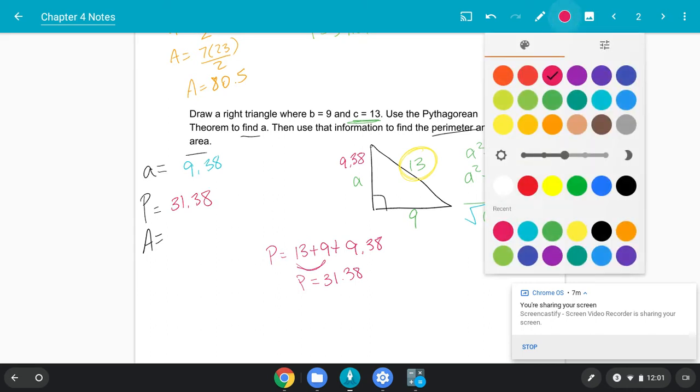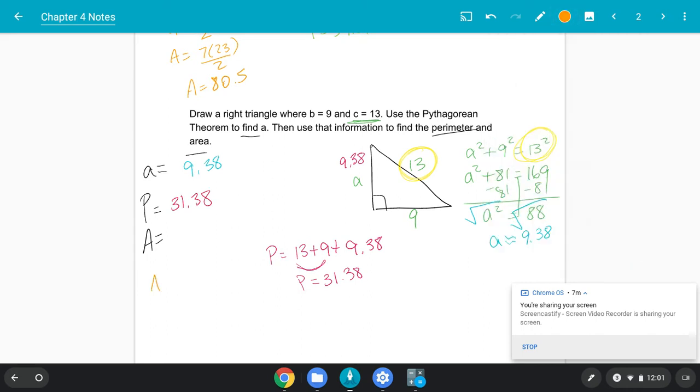And then for area, base times height divided by 2. Again, base and height are the two numbers that make a 90-degree angle, so that would be these two. So we're going to go 9 times 9.38 divided by 2. I have to do that in a calculator.